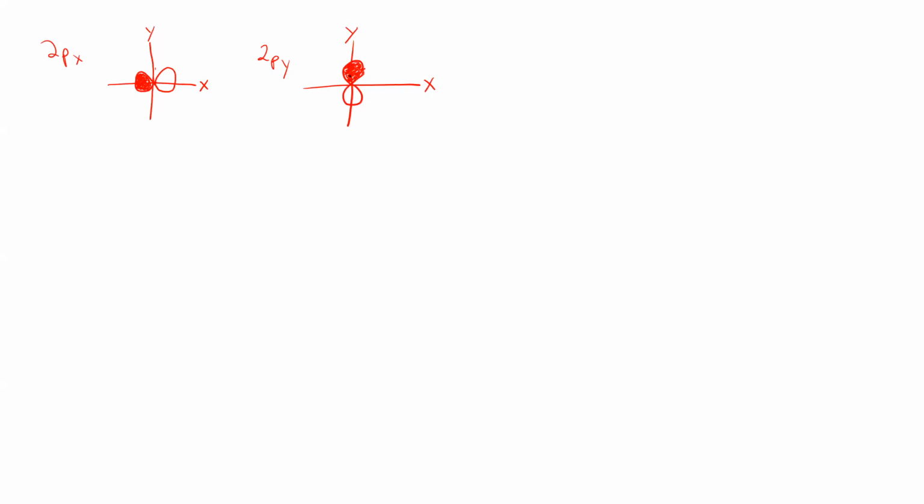Okay. For me, I tend to pick the side that looks more distorted to shade in so that I can fill it in a little bit more and make it look better. And then you have the 2pz.